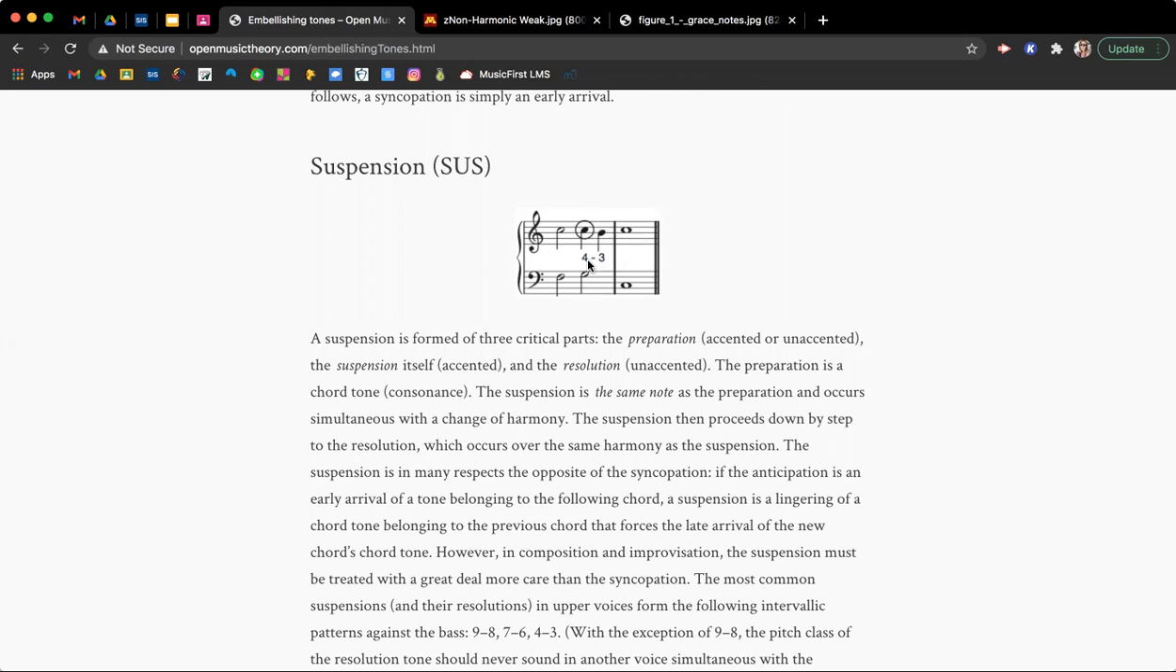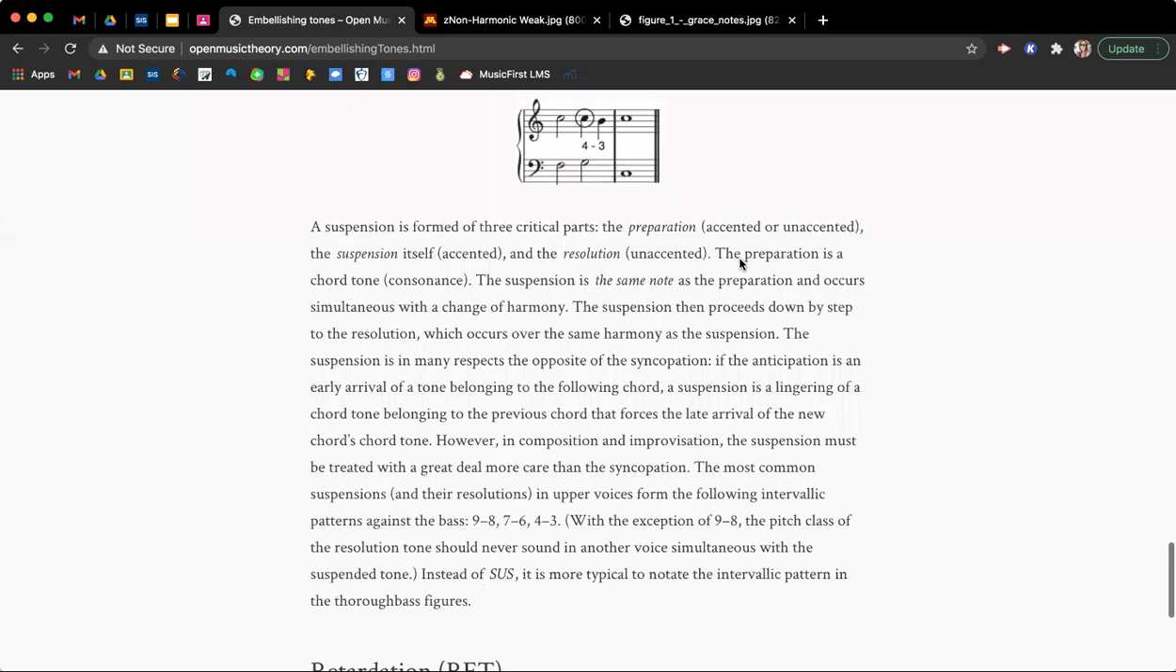Oftentimes you will see this written with a tie, but in this case it isn't. And it still would be a suspension because this note is being held through. So if you're kind of reading the examples here, there's more detail. If you want to pause the video here and read the definition, feel free. The common types of suspensions are here. So this is the starting interval, the dissonant interval, and then resolving to the consonant interval second.